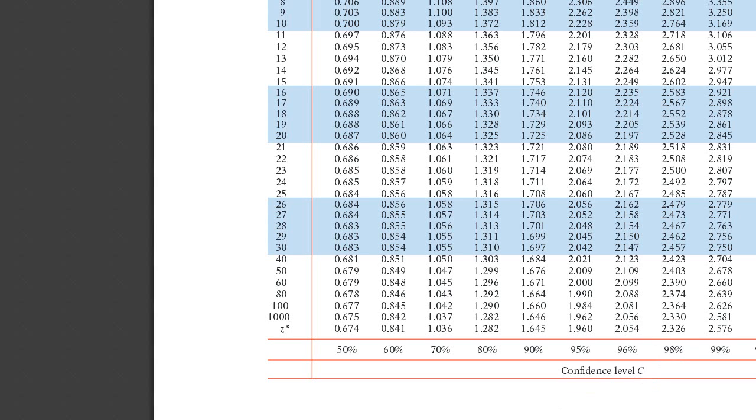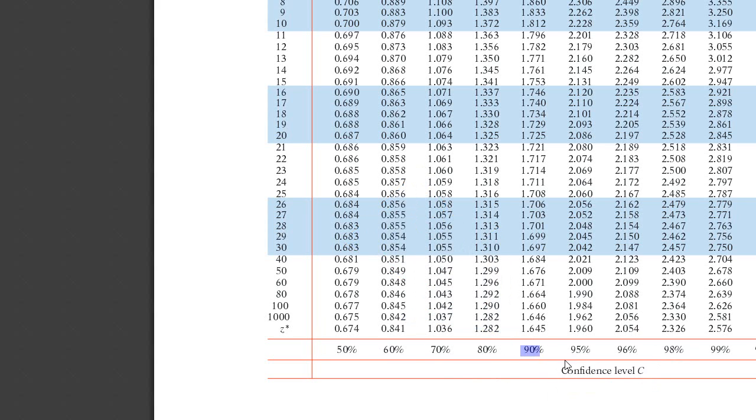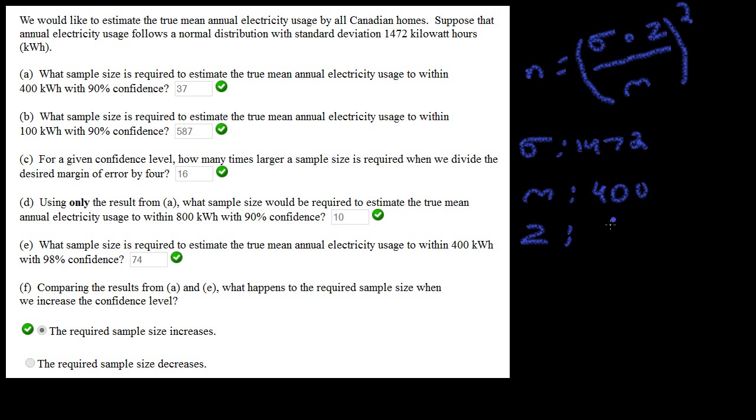Now then, we're looking for a confidence level of 90%. Look for 90% right here. The associated critical value, or just the z-score of the confidence level, is given as being 1.645. So that's what we're going to be using. So our z value for 90% confidence is going to be 1.645. Now it's just a matter of plugging in all the data to get our sample size.